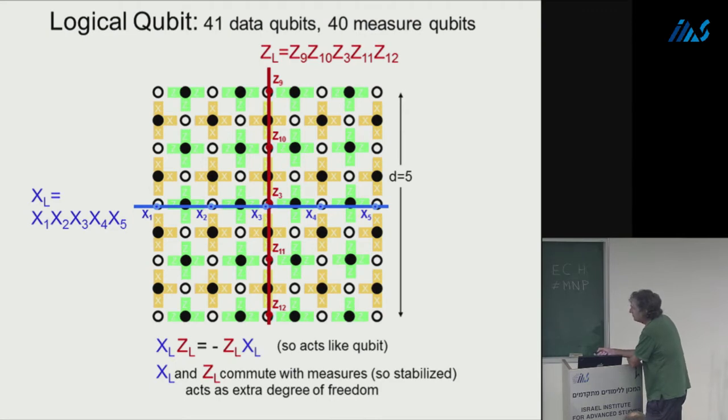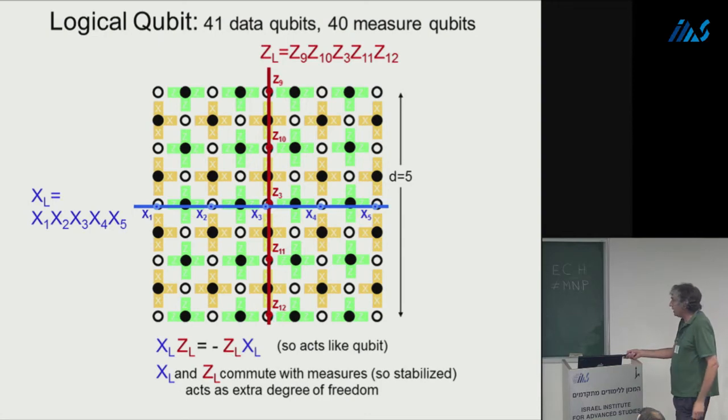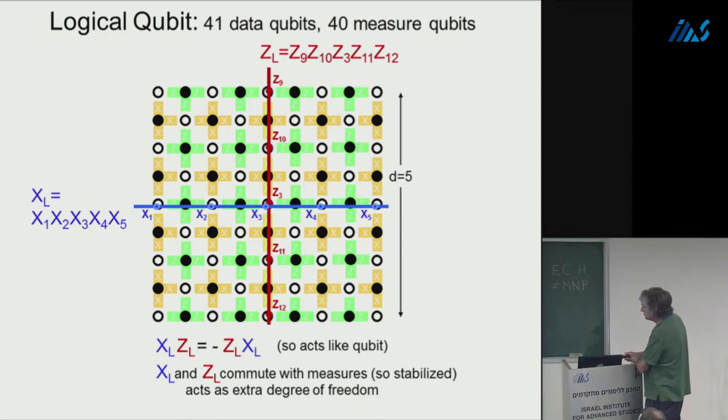In this case, you could define your X logical as X1, X2, X3, X4, X5, and ZL being 9, 10, 3, 11, 12. Okay? Now, it turns out that these logical operators commute with all the measures. Okay? So let's take X2, or let's say this line here, and see this line here has 2. If you take this Z right here, you see there's 1 here and 1 here, and because there's a pair of this measurement commuting with X2 and X3, then the pair is going to commute, and you're going to be okay. Same thing here.